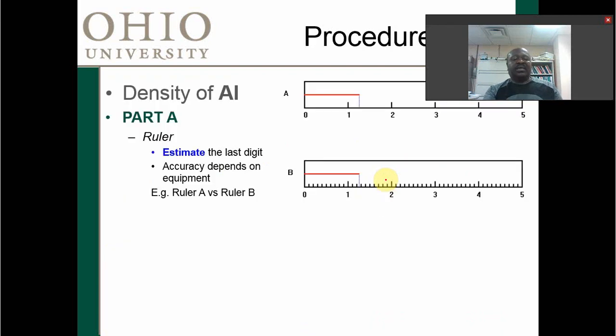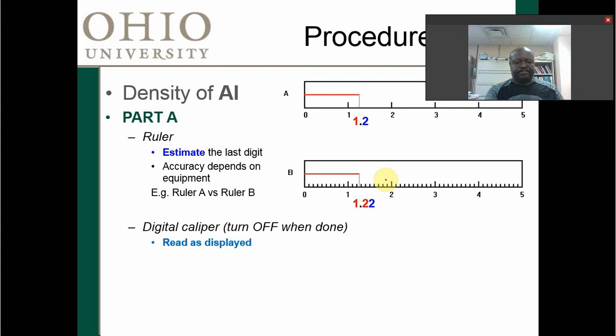All right, so you're going to do the density of aluminum. You're going to use various measuring routines, such as measurement with a ruler, and think again about stretching the measurement system until you're estimating the digit. You can call that 1.2. However, if you come to this second one, you have to call it 1.22. The blue there indicates the last estimated digit.